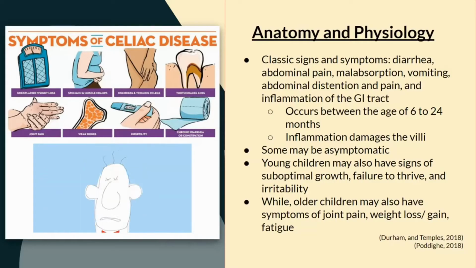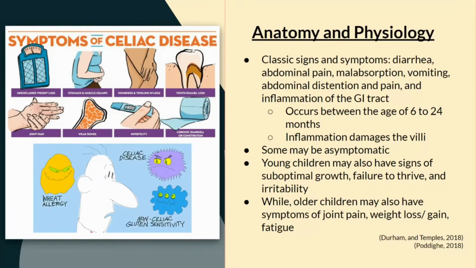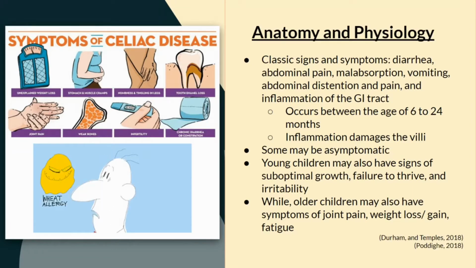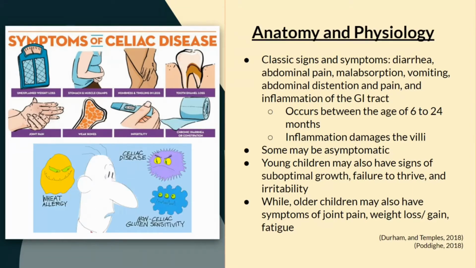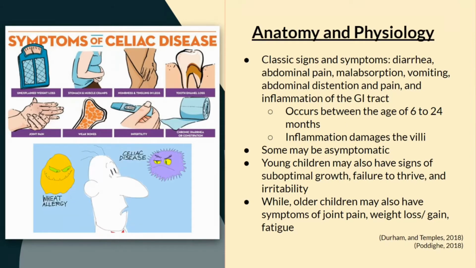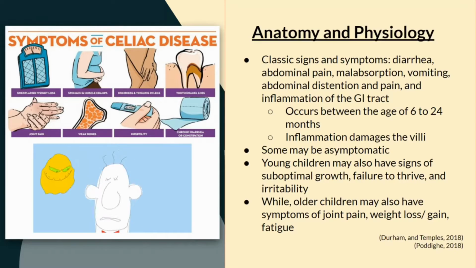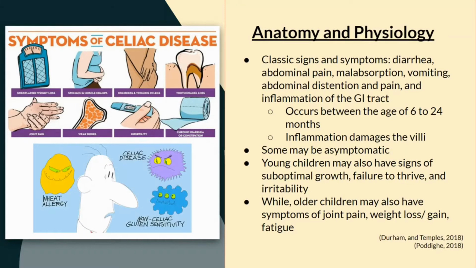Anatomy and physiology. The classic signs and symptoms of celiac disease are diarrhea, abdominal pain, malabsorption, vomiting, abdominal distension and pain, and inflammation of the GI tract. This occurs between the age of 6 to 24 months after the introduction of foods containing gluten. The inflammation damages the villi, in which they become shorter and flattened.